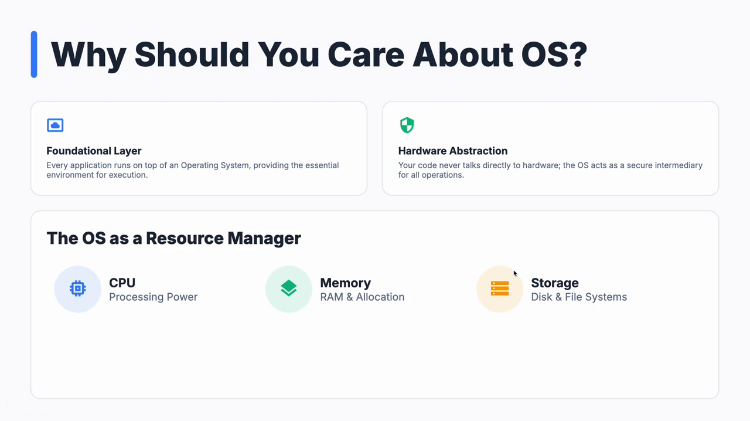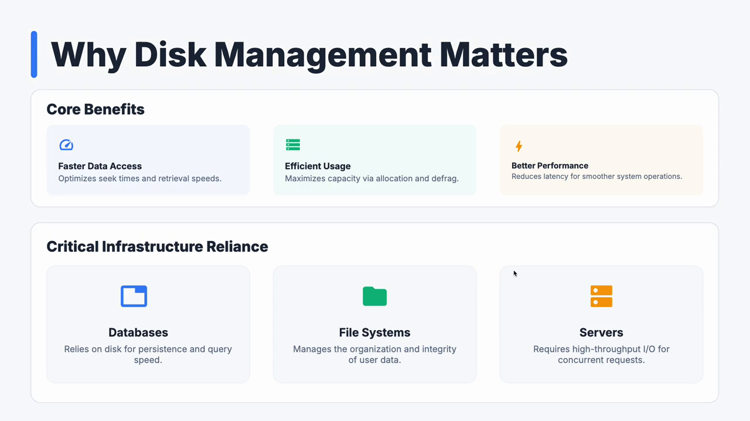So now that we know why we should know about operating systems, the other question is why should we care about disk management? The answer to that is data is very important for any application or for any organization, especially right now in the world, with AI booming. Data is very precious to all organizations, and disk management plays a crucial role in it.